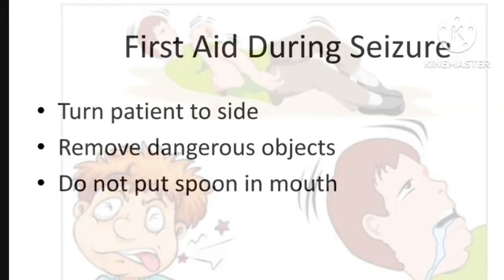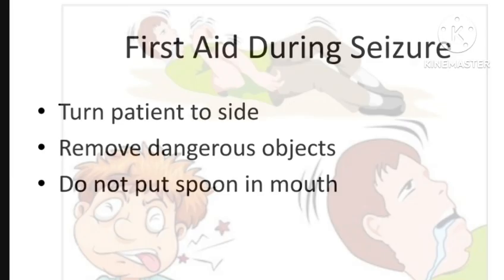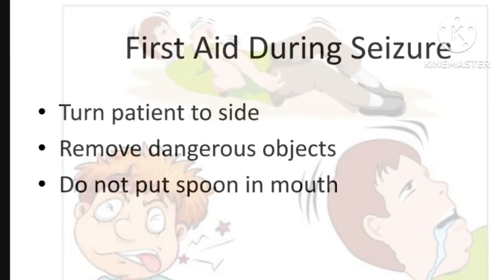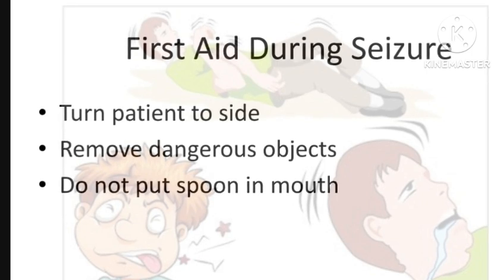Next one is gabapentin and pregabalin. They act on calcium channels and are used for partial seizures and neuropathic pain. The adverse effects are sedation, dizziness, and weight gain. So many drugs are used to treat diseases.